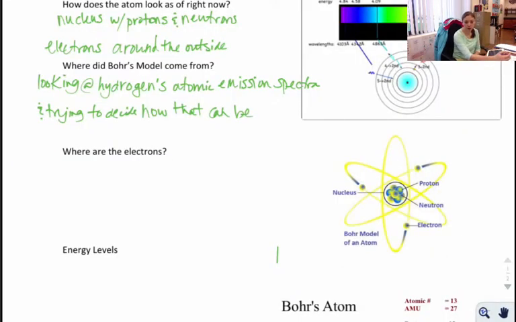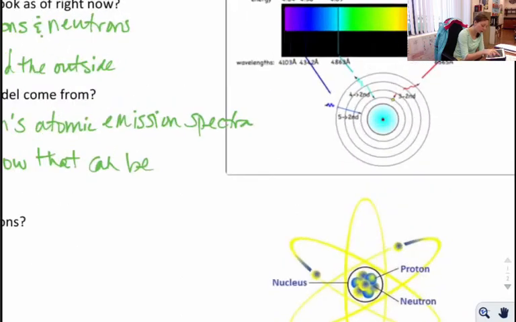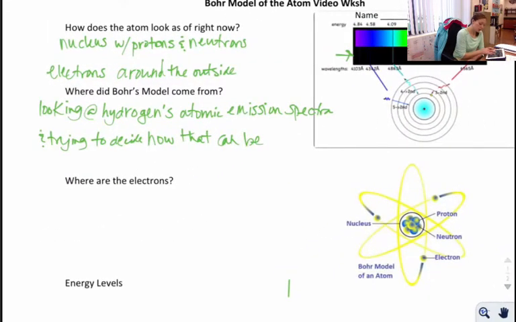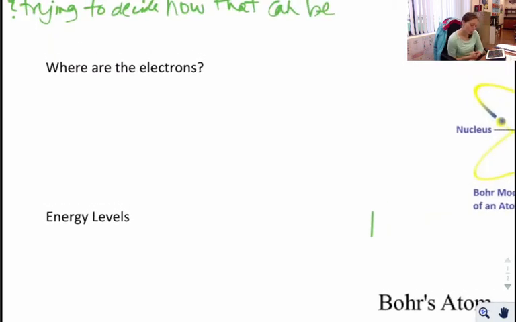And where did Bohr's model come from? He was looking at hydrogen's atomic emission spectrum and trying to decide how that came to be, how it came around. And this is an atomic emission spectrum. It has different colors. The emission one's on the bottom here. This is an absorption. He saw these different wavelengths of colors, and he was trying to match up ideas for where these different colors came from. And he came up with what's called the Bohr model, because his last name is Bohr.